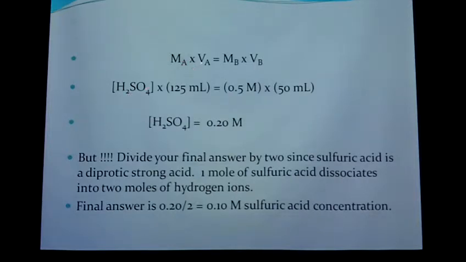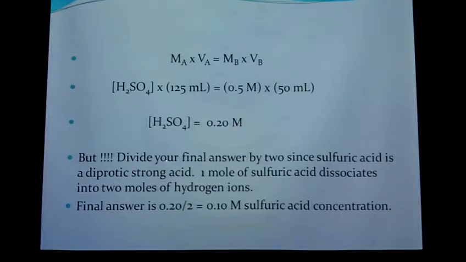H2SO4 is the molarity of the acid. The volume of the acid is 125 milliliters, and that's equal to 0.5. That's the molarity of the base that we used in this particular problem, times 50 milliliters. So when I do the calculation, when I do the division, 0.5 times 50 divided by 125 is a 0.2 molar sulfuric acid solution. But wait.